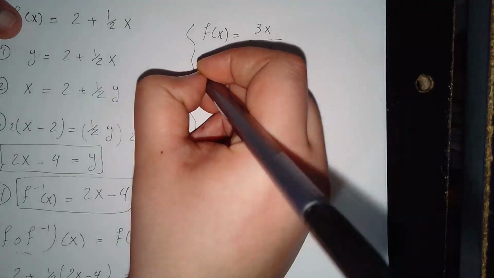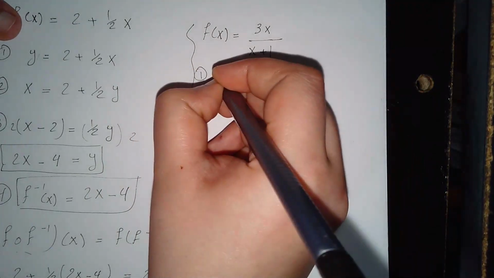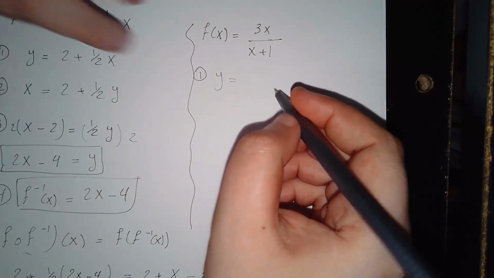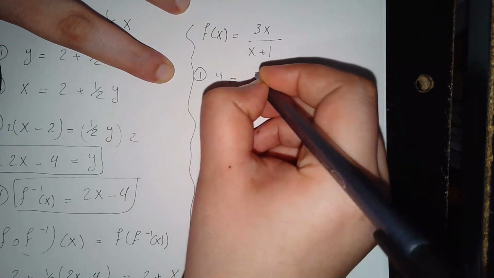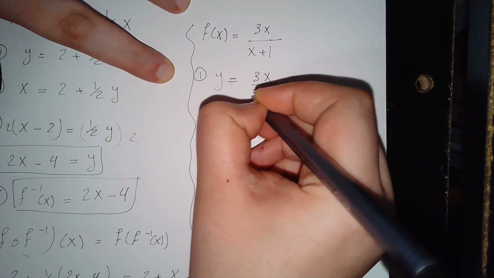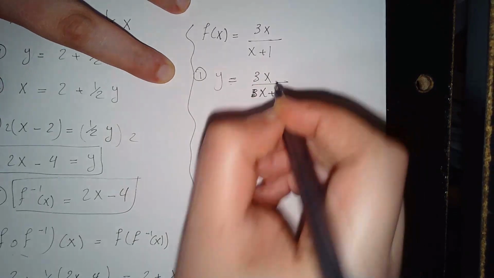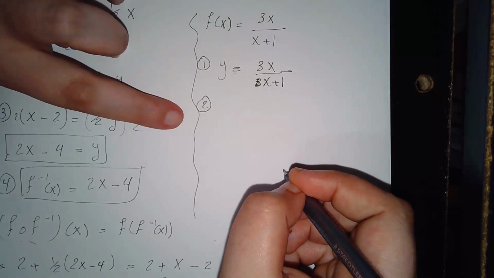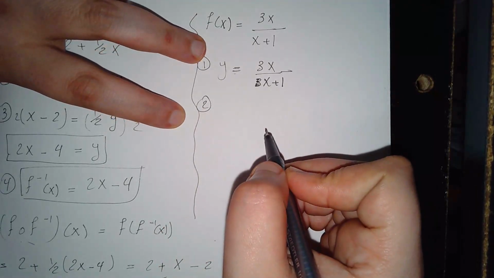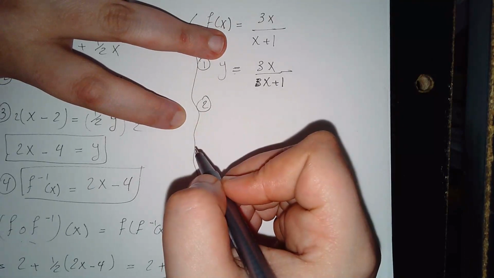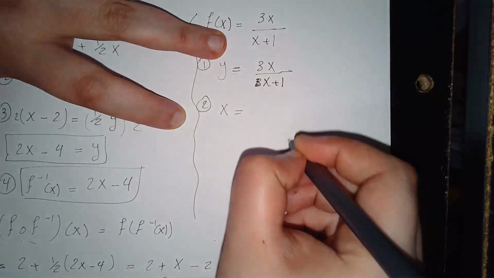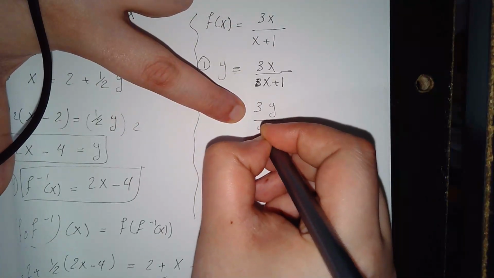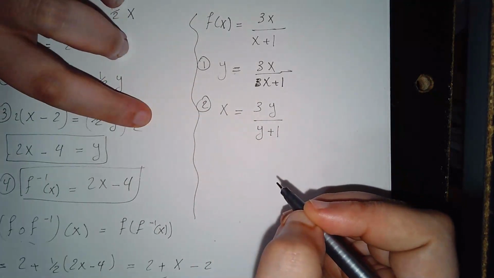So, step 1. What do we do? We remove f of x and we write down y. So it's y equals 3x over x plus 1. Step 2. We're going to switch each x and each y. So y turns into an x, so I'm writing x equals 3x is going to flip into y over x is also going to flip into y plus 1. See what I did there?